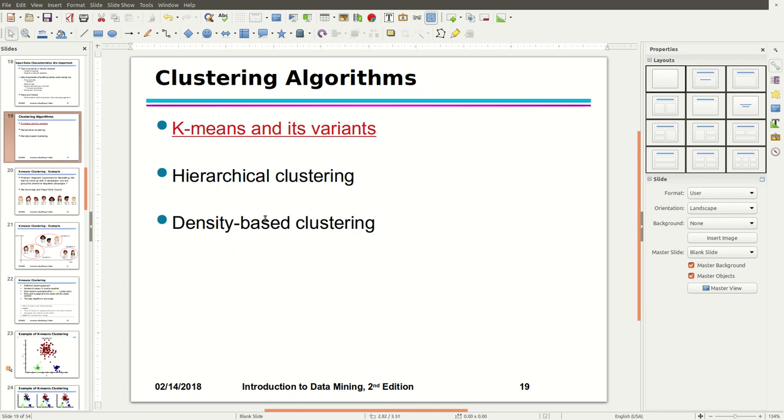Hello. Although there are many clustering algorithms, the three main ones are more dominant: K-means and its variants, hierarchical clustering, and density-based clustering. So today we will talk about K-means and its variants with respect to clustering algorithms.